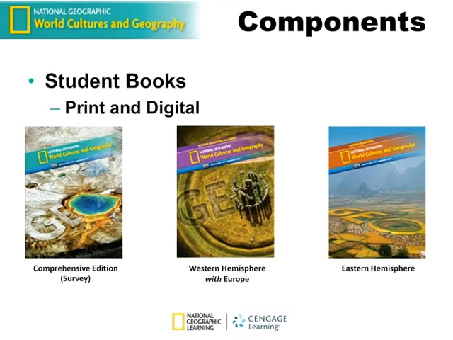For students, the program components include 3 different versions of the student book. The survey edition covers 11 regions, while the Eastern Hemisphere covers 8 regions. The Western Hemisphere with Europe edition covers 5. The survey edition is also available in Spanish.